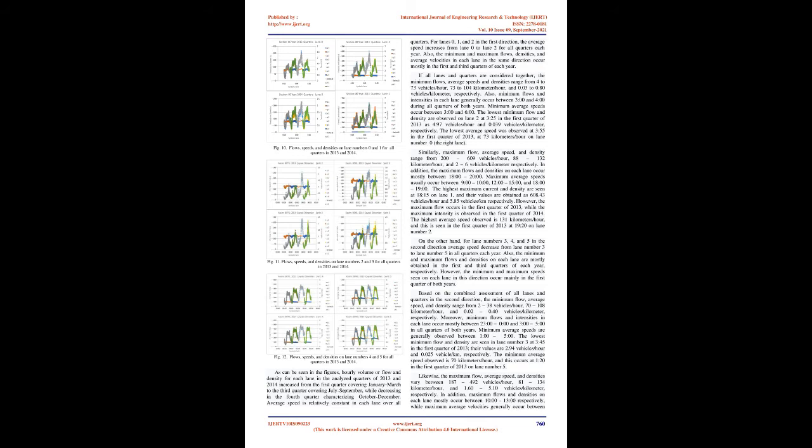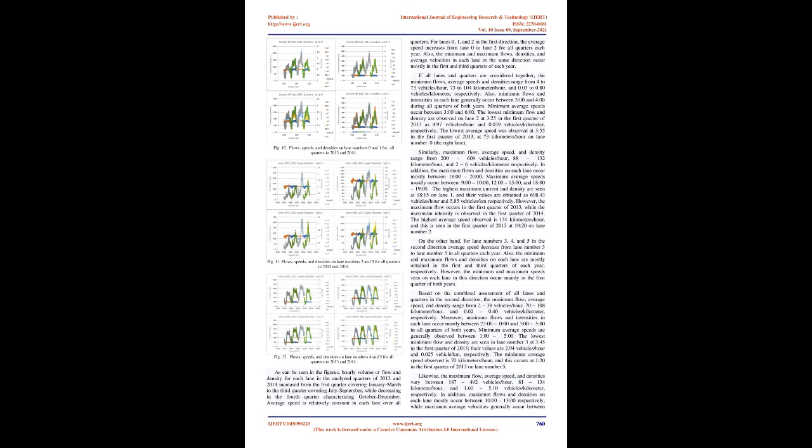According to the seasonal variation of traffic flow on all lanes in the second direction, the average speed decreases from lane number 3 to lane number 5 every year in all seasons. Also, the minimum and maximum flows, average velocities, and densities on each lane are mostly obtained in the winter and summer months of each year, respectively. Most of the minimum average speeds are observed during the winter months. The maximum average speeds are equally distributed in spring, winter, and summer.